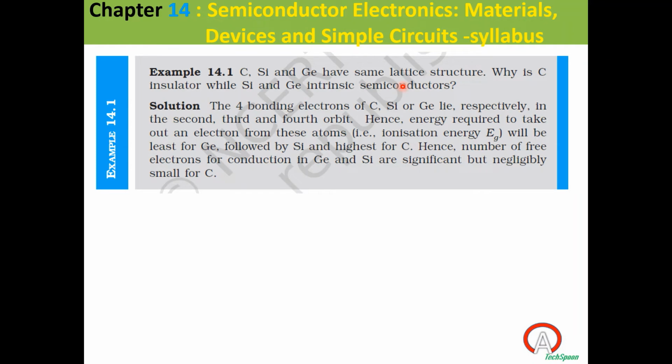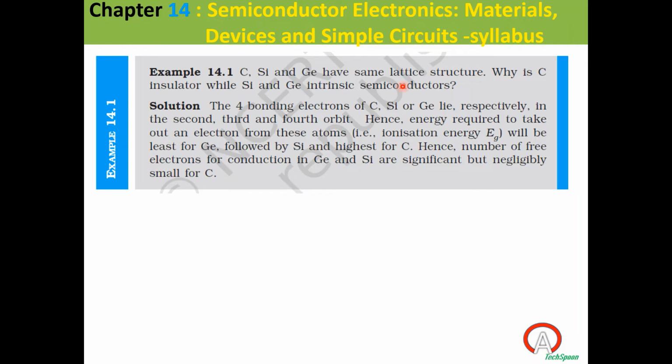What is the atomic number of silicon and germanium? 4. Oh, sorry, valence electron. Valence electron is 4. Atomic number? Silicon, 14, right? So 2, 8, 4, right?